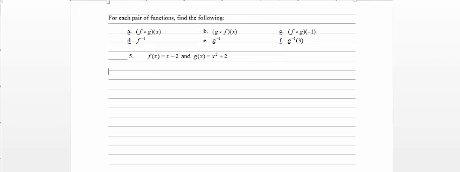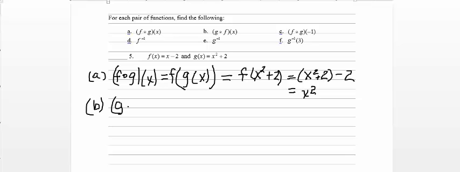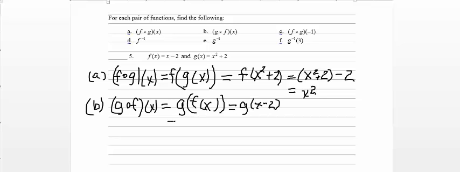So let's do number 5. We have 2 functions. One is x minus 2, and the other one is x squared plus 2. So let's find f of g of x. That's f of x squared plus 2. Well, that means that I need to subtract 2 from my input, and I simply get x squared. So f of g of x is x squared.